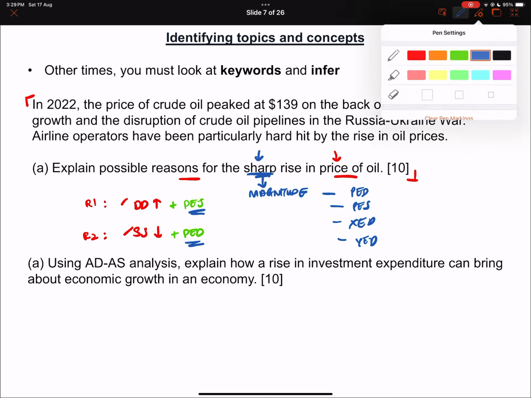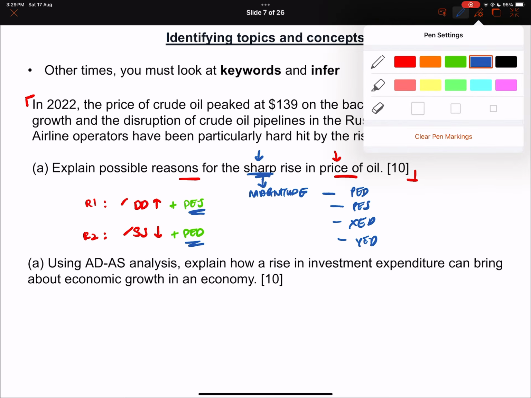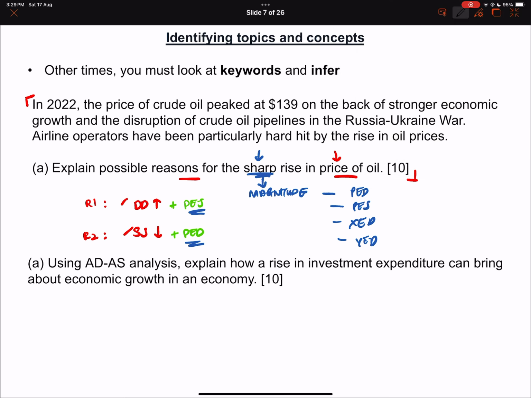Okay. So this is a promo question. So you can go to find which year it's from. I have not placed it here because I don't want my slides to be too cumbersome, right? So again, 10 marks is R1 plus R2. Your job is to identify two requirements. Okay, they say using AD-AS analysis, explain how a rise in investment expenditure can bring about economic growth.